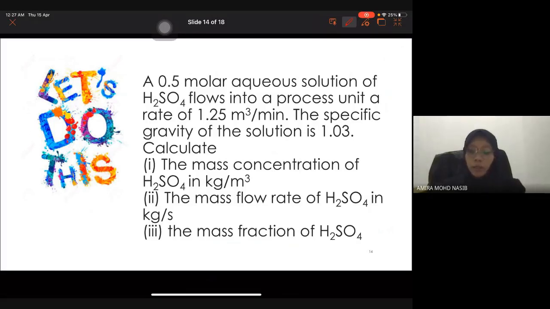Alright, a 0.5 molar aqueous solution of H2SO4 flows in a process unit at a rate of 1.25 liters per minute. The specific gravity of the solution is 1.03. Calculate the mass concentration and the mass flow rate of H2SO4 and the mass fraction of H2SO4. Okay, this one I'm going to give you another video to solve. Okay, I'm going to finish up the lecture first.